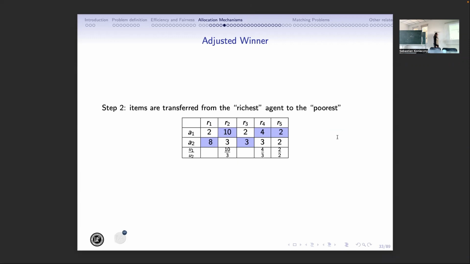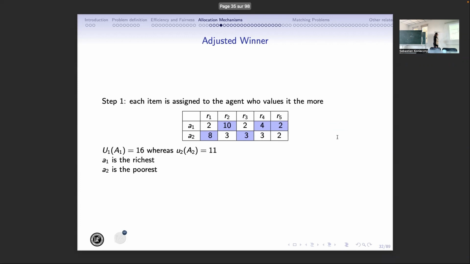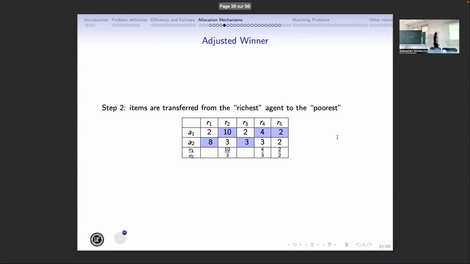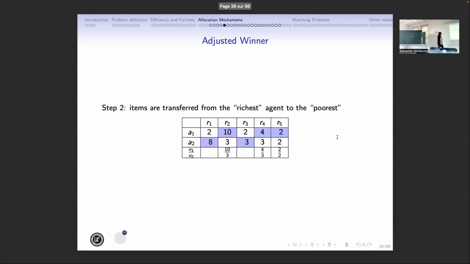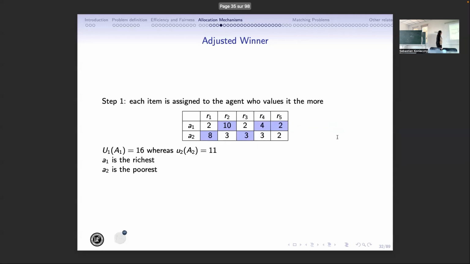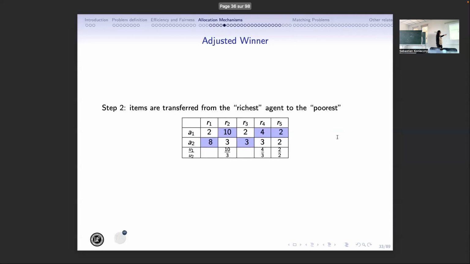And we will consider the ratio in decreasing order. So in this case, okay, we have the ratio. So we first transfer the last resource.